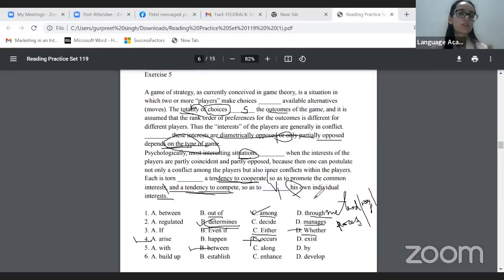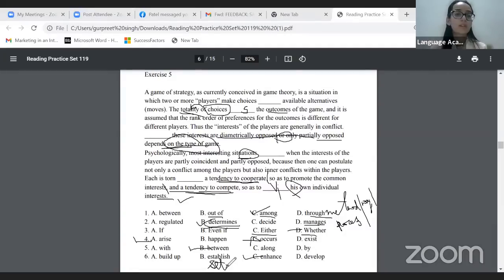So when we are playing a general game like carom board or ludo, either we compete with each other or we cooperate with each other. Why do we do that? The end result is the same. We all want to win, right? So as to dash our own interest, so as to enhance, means increase, our chances of winning. Individual interest means your individual chance of winning. Establish is used for set. We did establish yesterday; establish was used with goals. Set the goal, establish the goal, set a target, establish a target.